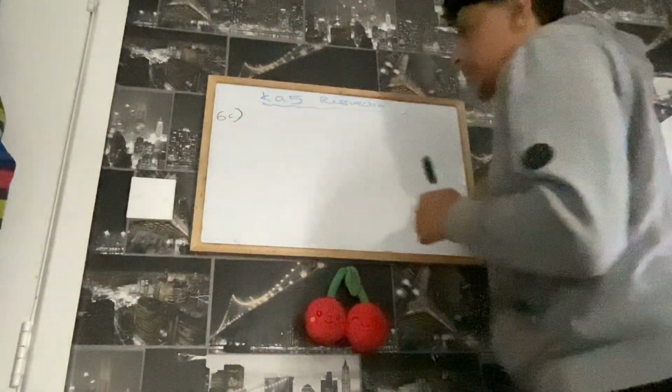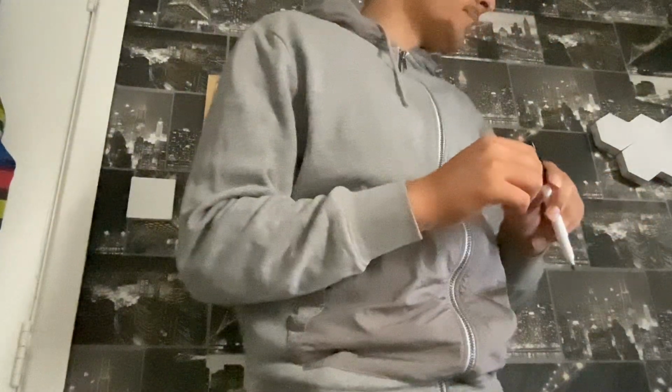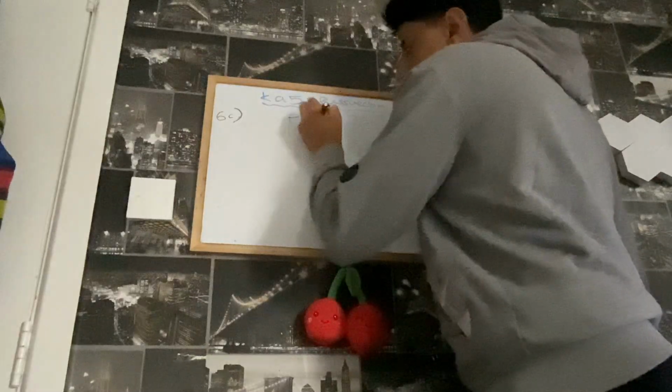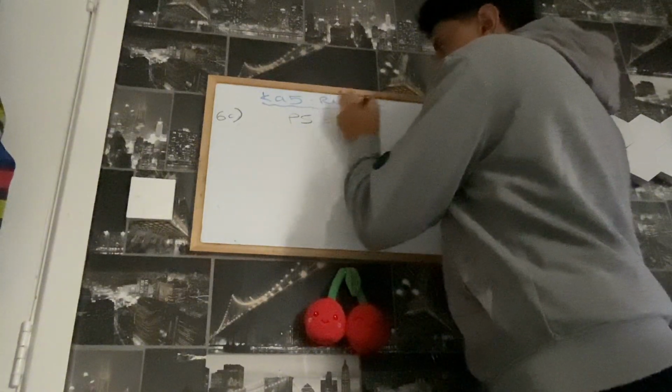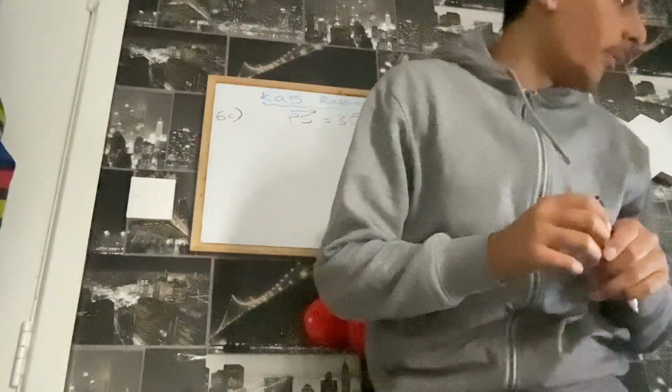And we're given a new kind of value. We are given P to S. The question states: given that S is the point such that P to S equals 3 Q to R, find the exact area of PQRS.